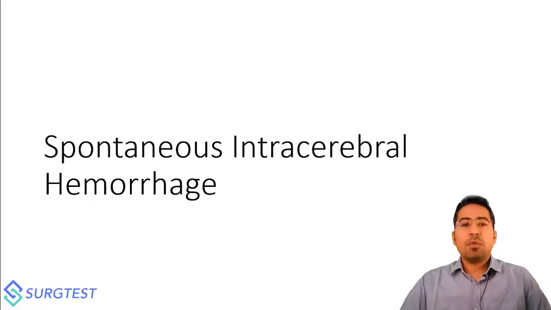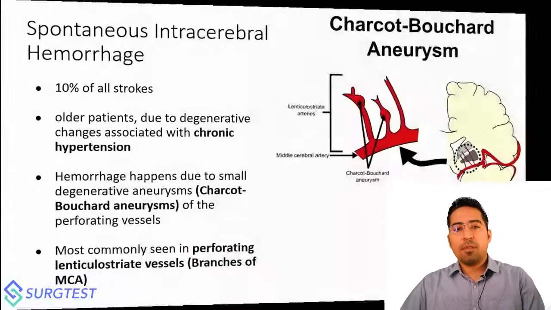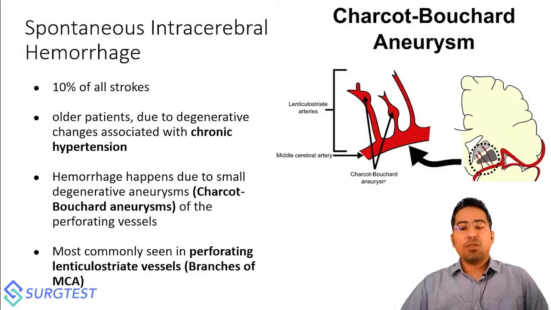So next we'll be talking about spontaneous intracerebral hemorrhage. Spontaneous intracerebral hemorrhage is seen in 10% of all strokes. Why does it happen? It is usually seen in chronic hypertensives and older patients, and that happens due to the degenerative changes because of this hypertension. What are these degenerative changes?